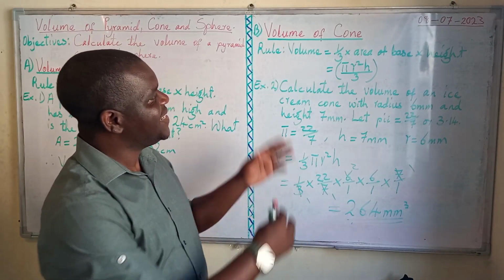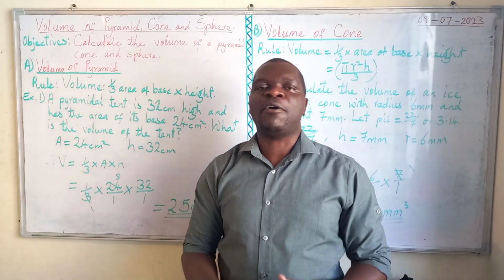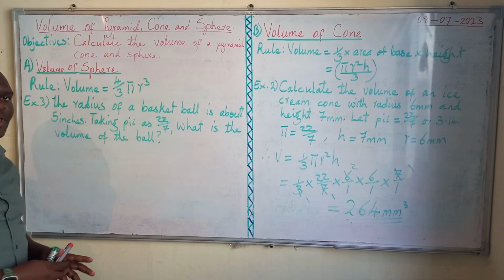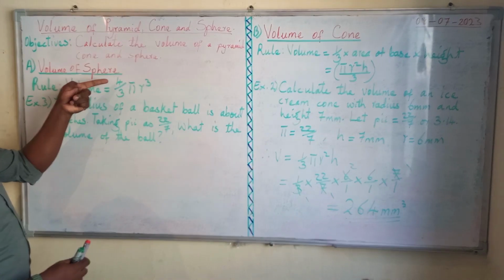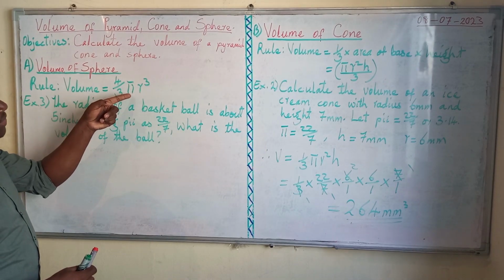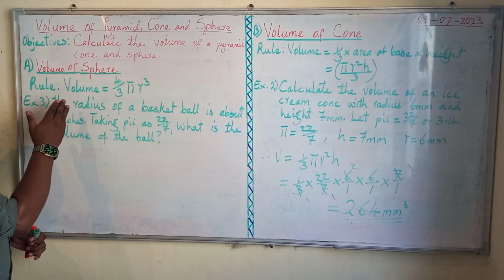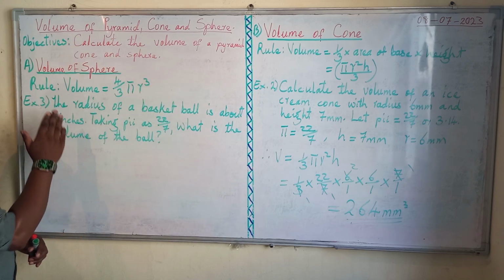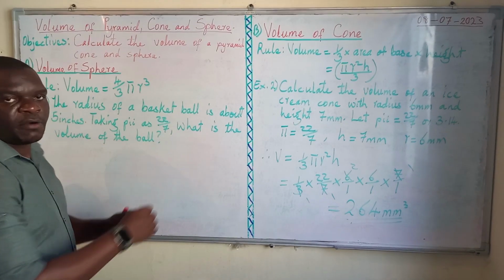Now let's look at the last example for today, which is how to find the volume of a sphere. Our last example is on the volume of a sphere, and the rule states that to find the volume of a sphere, you take 4/3 times pi times radius cube. Here is our example for application. The radius of a basketball is about 5 inches. Taking pi as 22/7, what is the volume of this ball?